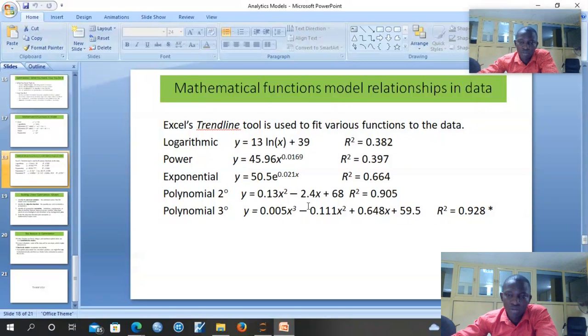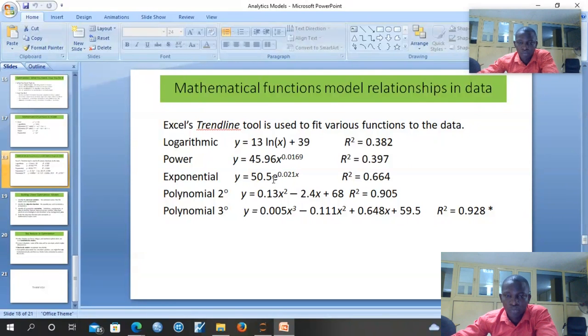Now assume that we did not try the different variations. If we stop at the power function, the linear is not even here. So if we start from the linear, we will just think that is what is applicable. If you want to find y now, when x is 10, you need to first find the natural log of 10, multiply it by 13 and add it to 39. But if it is here, you do 10 raised to power 0.0169 and now use the value to multiply 45.96.